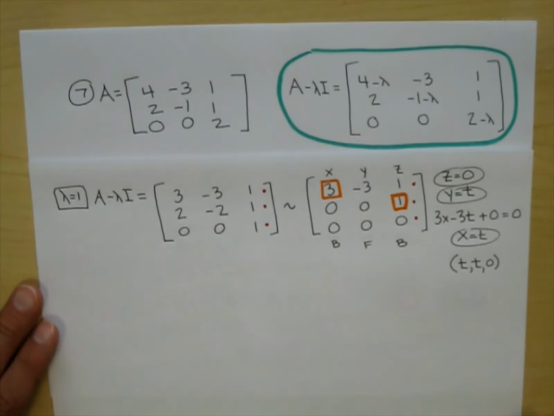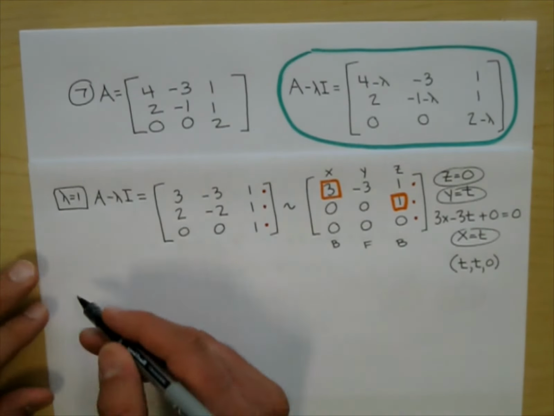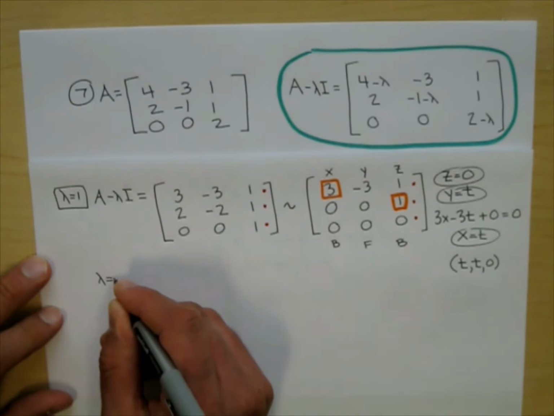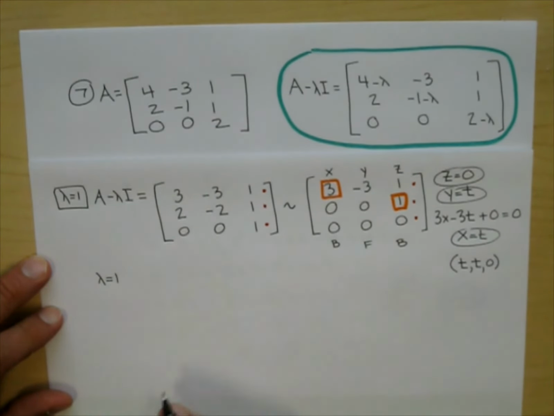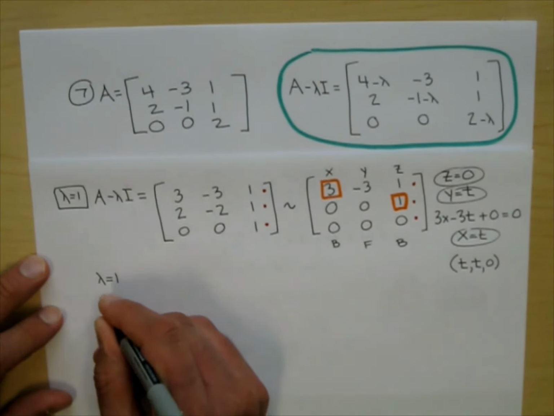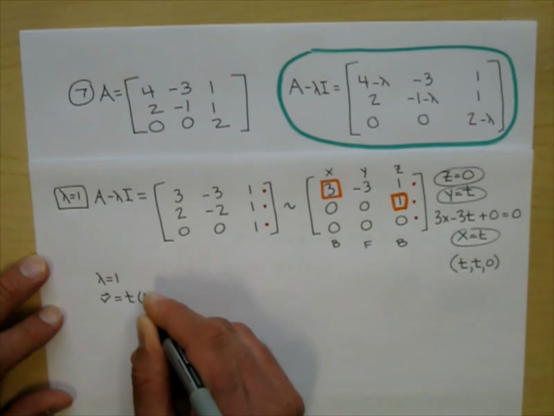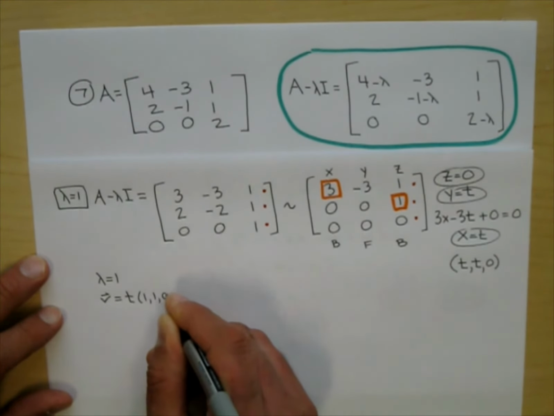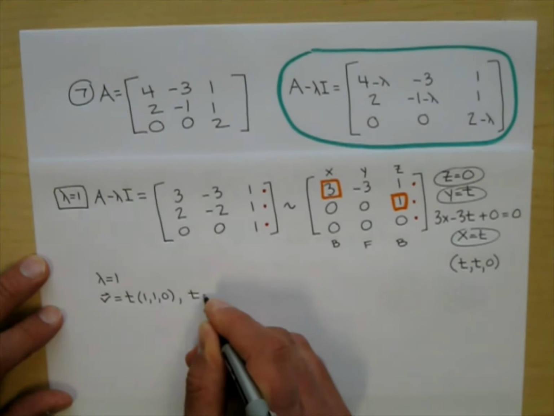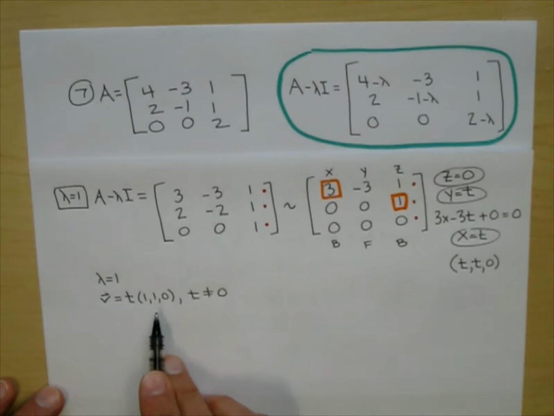Okay, so now, what does this mean? We have lambda equals 1. Let's summarize. The eigenvectors look like this: v is t times 1, 1, 0. And then we should put the stipulation that t does not equal 0, because you don't want your eigenvector to be 0, 0, 0.